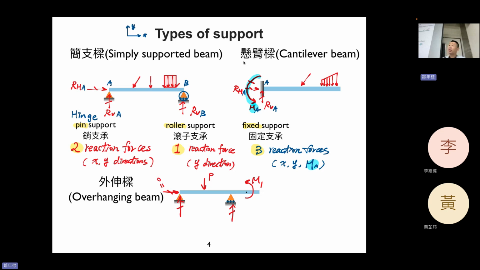But you cannot go off the track, so you cannot go up and down. So the support provides one reaction force in the Y direction. And finally, you have the fixed support, like you're stuck in the wall. You cannot go up and down or left and right, and also you cannot turn. So you will have a reaction moment to stop the rotation. This is the really important three types of support.